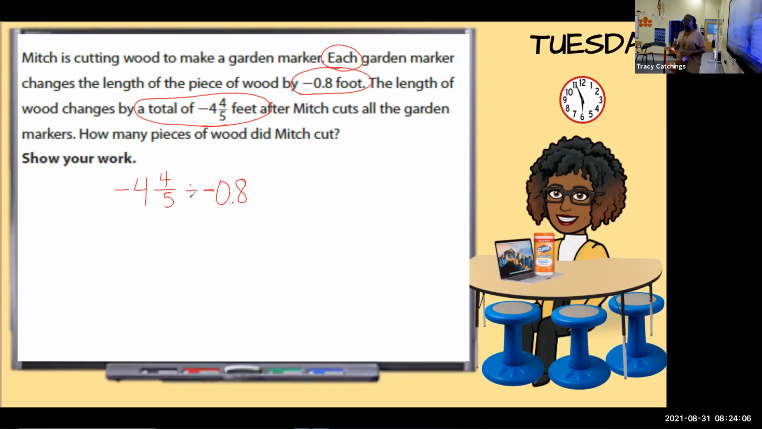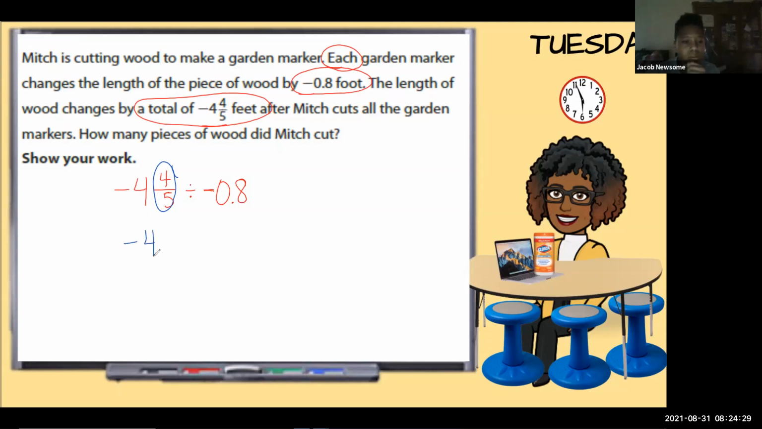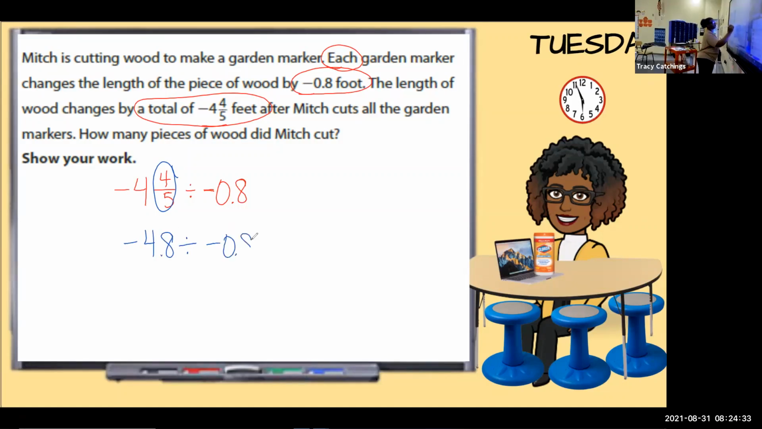Now in lower grades, you probably have learned we can't perform operations like that because they're in two different forms. So do we want to change the decimal to a fraction or do we want to change that fraction to a decimal? A fraction to a decimal. Somebody help us out. What's 4/5 as a decimal? 0.8. So now we got negative 4.8 being divided by negative 0.8.